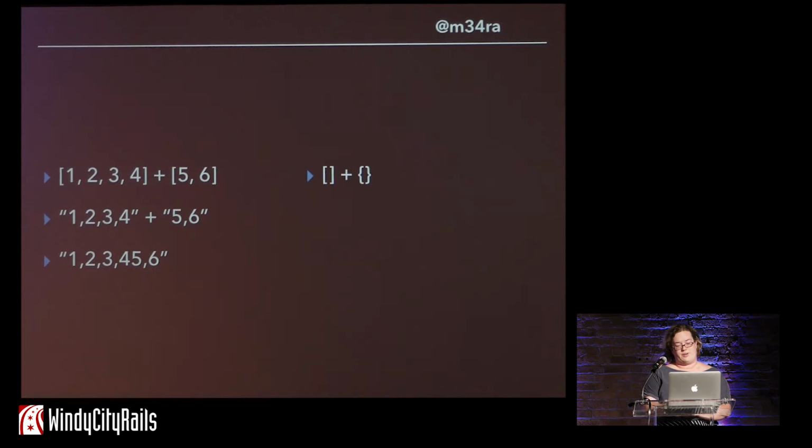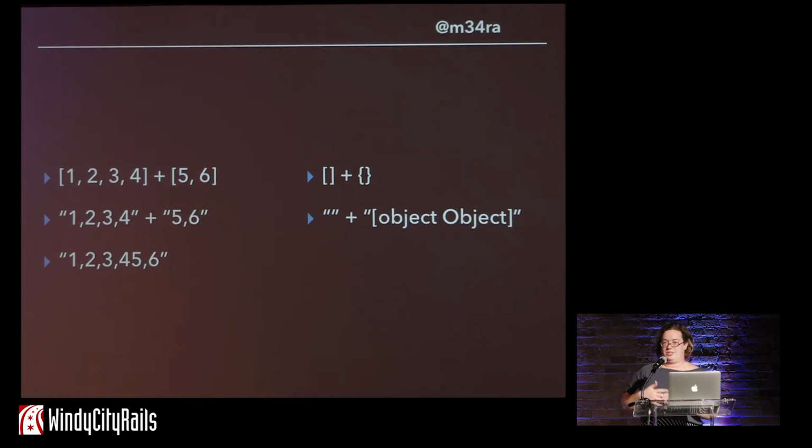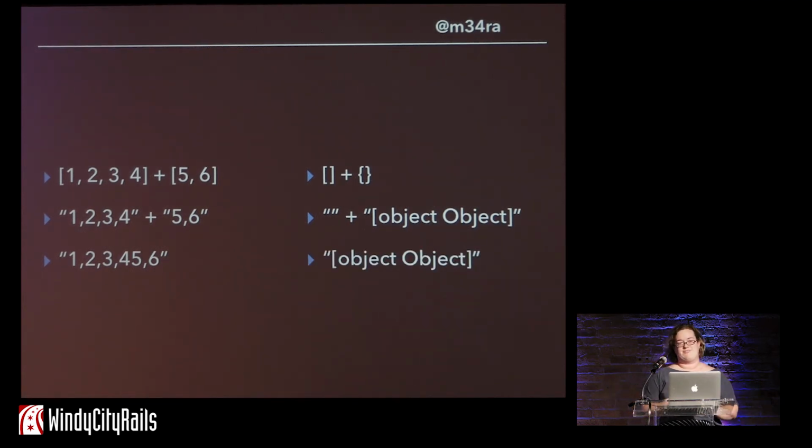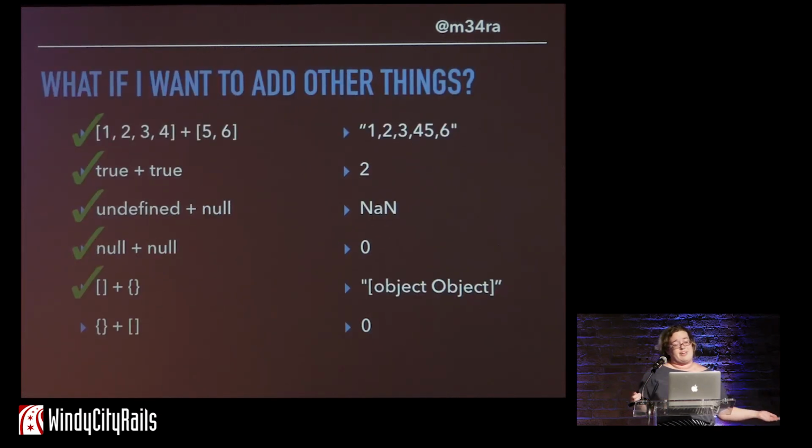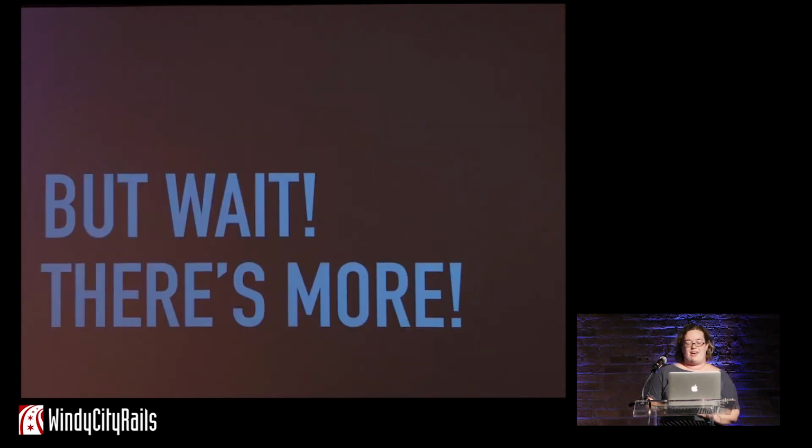For another one of our examples, we've got empty array plus empty object. Empty array goes to an empty string. Empty object goes to the string representation of itself. And again, we do string concatenation, nothing too crazy going on here. So this is great. We've got 5 out of our 6 examples figured out, but we've still got this one little weird thing going on here at the bottom. So what's going on here?